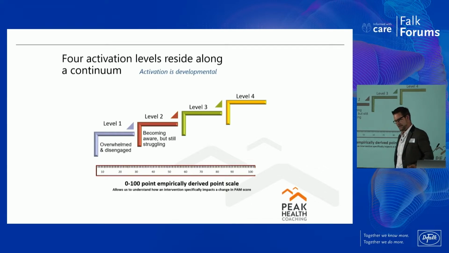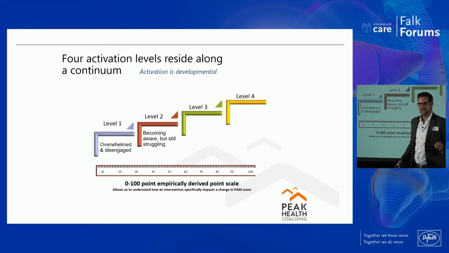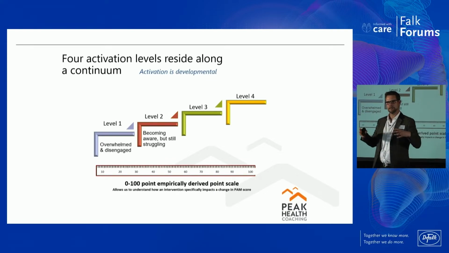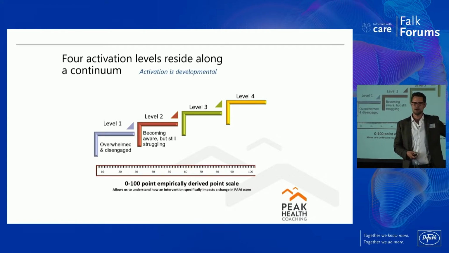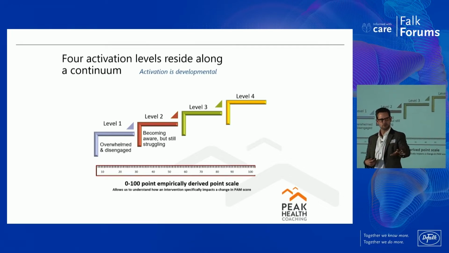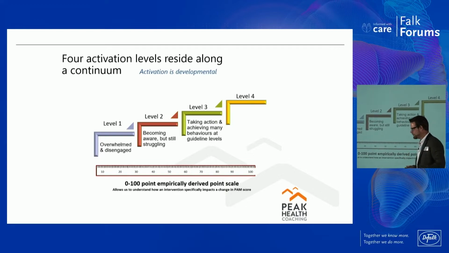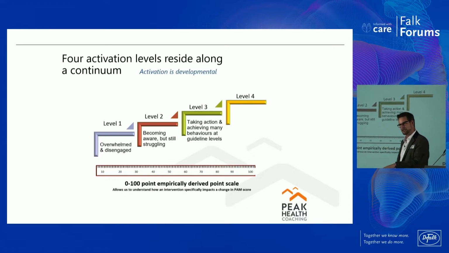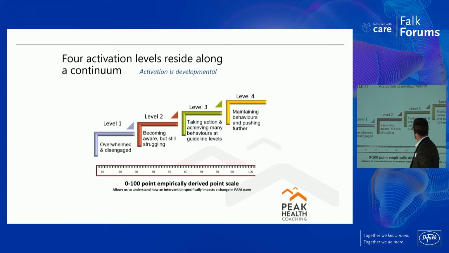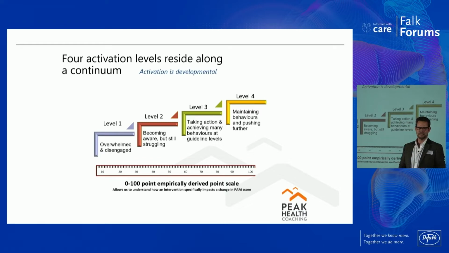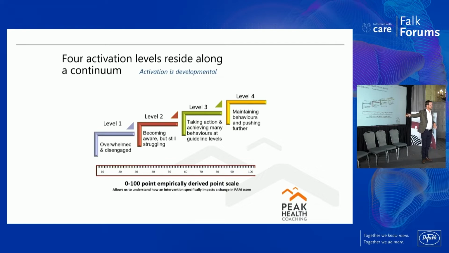People at level 2 are becoming aware that they've got a role to play, but they don't really know where to start. Level 2 can sometimes feel a bit precarious, a bit anxiety-provoking, because at level 1, it was all up to you. At level 2, I'm thinking, oh my goodness, I thought it was for you to sort out, but now I realize I've got to do something. That can feel quite anxiety-provoking. People at level 3 are starting to take some action. They're starting to think about their behavior and change it. And people at level 4 are maintaining their behaviors and pushing further. People at level 4 are your self-managers.